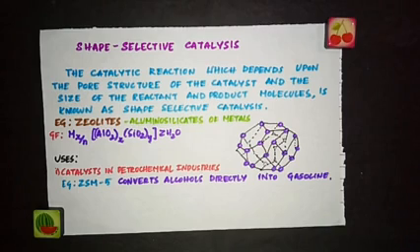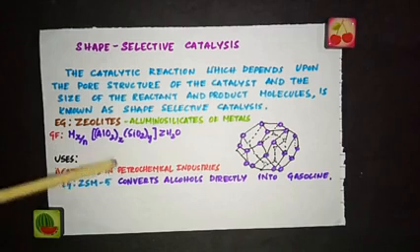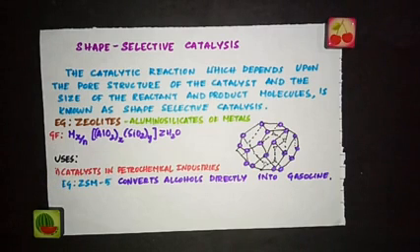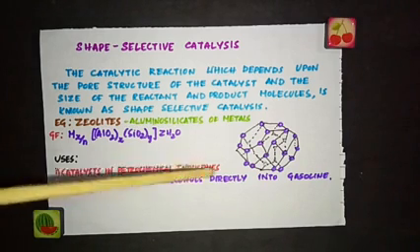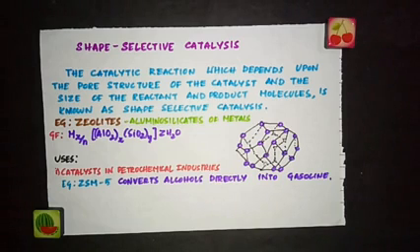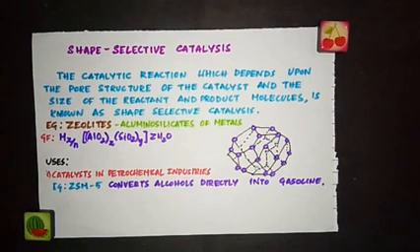Zeolites play a very important role as catalysts in the petrochemical industries to carry out the cracking of certain hydrocarbons. A very important example of zeolite is ZSM-5, which catalyzes the conversion of alcohols directly into gasoline. And zeolites also play a very important role in removing the permanent hardness of water.